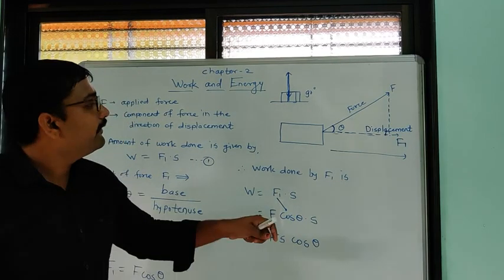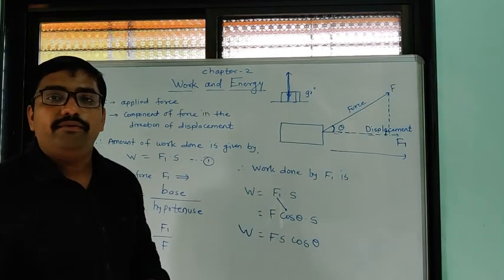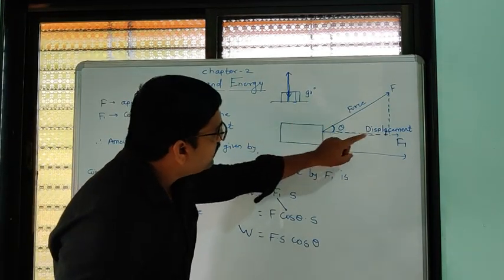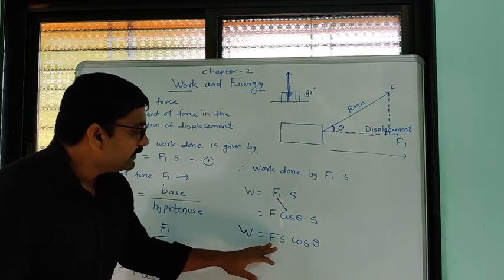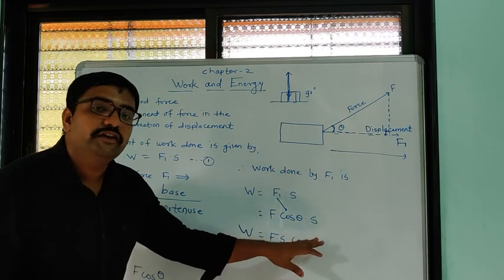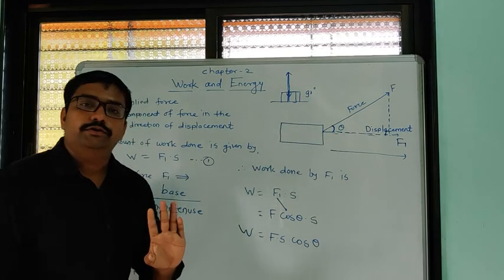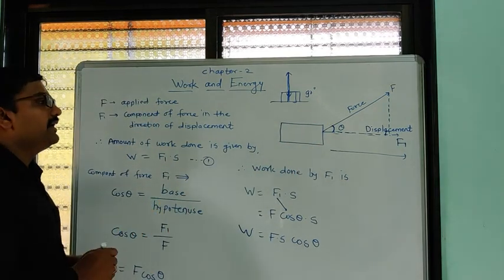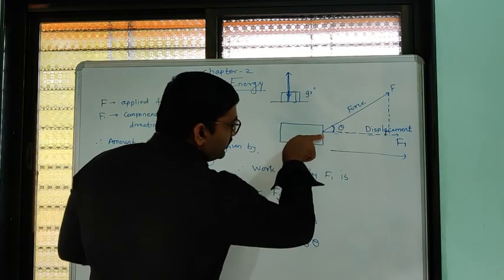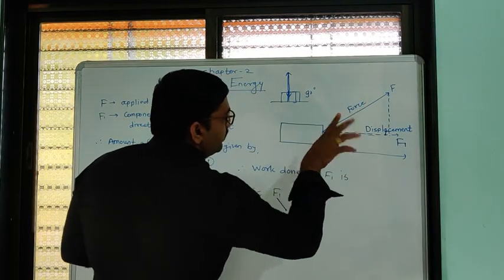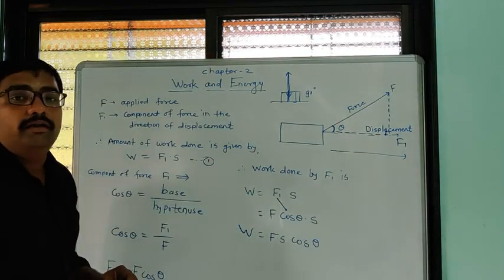In case the displacement is not exactly in the direction of applied force, if there is some angle between displacement and force, at that time work done is given by F S cos theta, where theta is the angle between displacement and force. So simply we have to remember this diagram. This is the direction of applied force, this is the direction of displacement, and this F1 is the component of force in the direction of displacement.